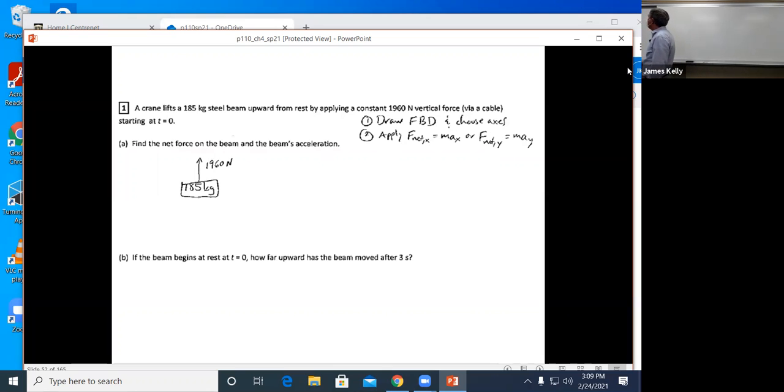Okay, and we're told that there's a force. I'm imagining the Earth is down below in the way I'm holding the page. So there's an upward force from a cable pulling on it with a 1,960 Newton force. And so I'm drawing that in as an arrow.